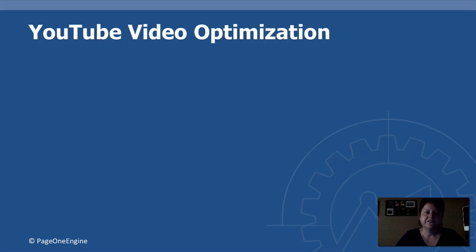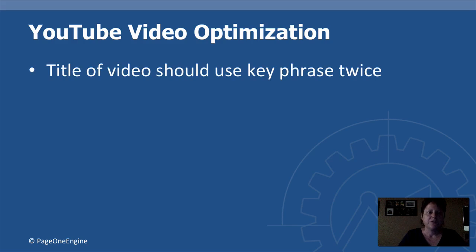Okay, so this is the meat of this video. How do we take a YouTube video and optimize it to try to get it to rank so that way we can dominate page one and have more things on our reputation? So, first and foremost, you want to title the video, and you should use the key phrase in the title, and I like to use it twice.